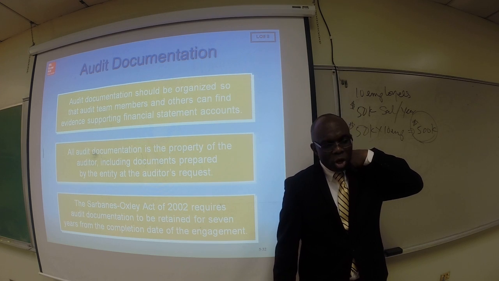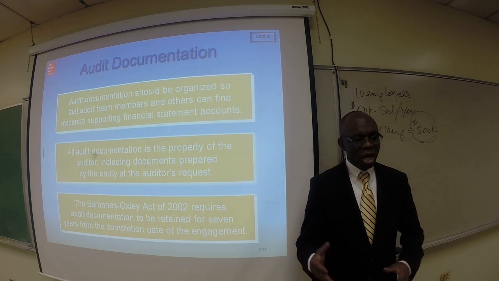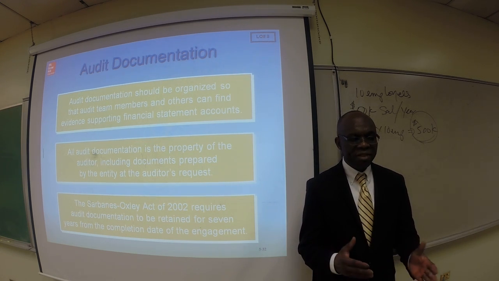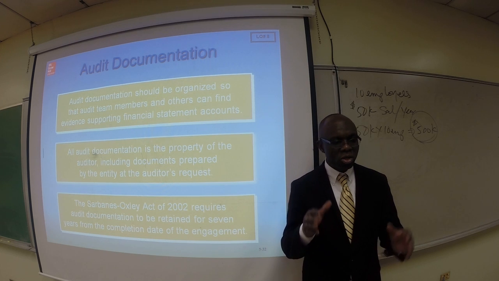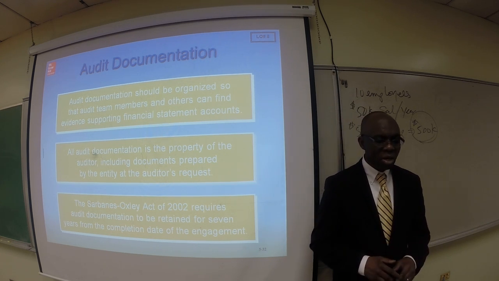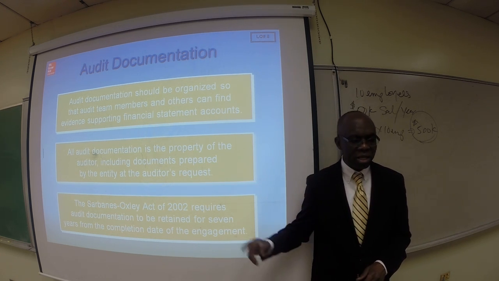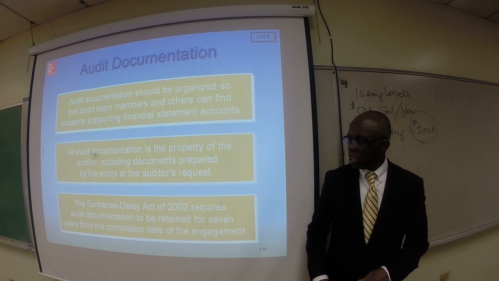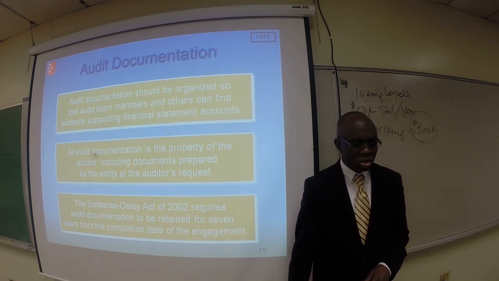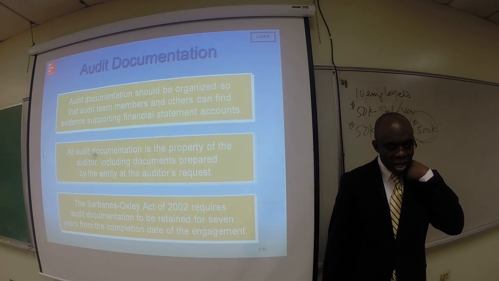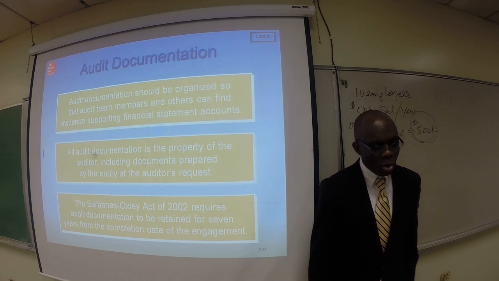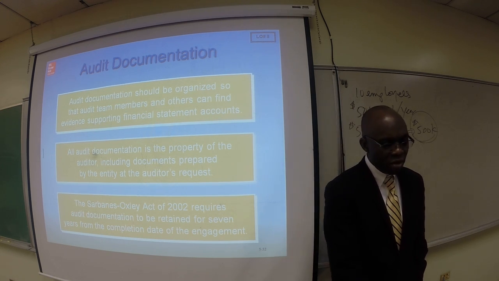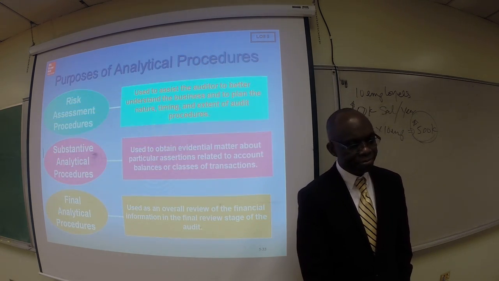So we said that it should be organized so that audit team members and others can find evidence supporting the financial statement audit. So it has to be systematically organized. All right, it is the property of the auditor. The law says that the auditor should keep their work papers for 7 years from the completion of the engagement.